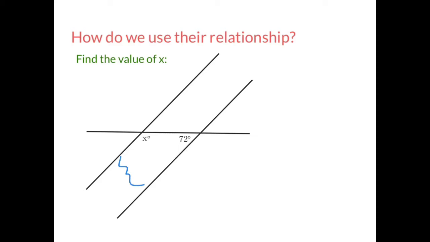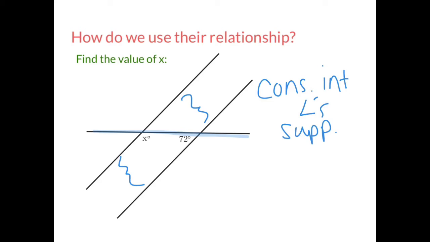In the second example, let's figure out where x is. Okay? X is on the inside of these two parallel lines, and it is on the same side of this transversal. And so by consecutive, we remember consecutive interior angles are supplementary. So that means that they add up to equal 180 degrees. So x does not equal 72. And let's not make that mistake. X does not equal 72. X plus 72 equals 180 because they are supplementary.